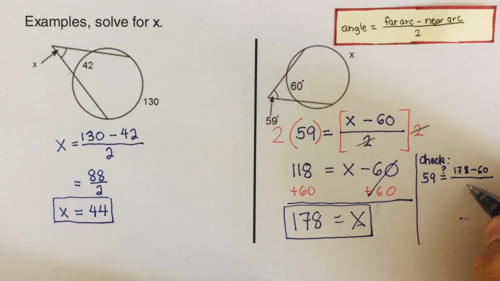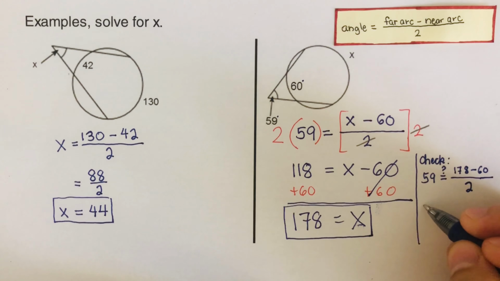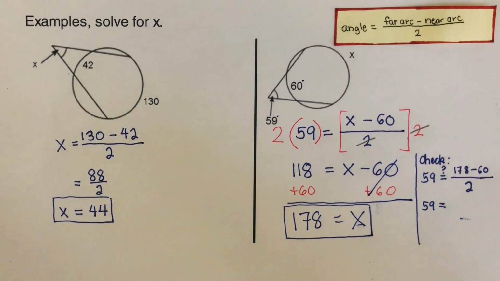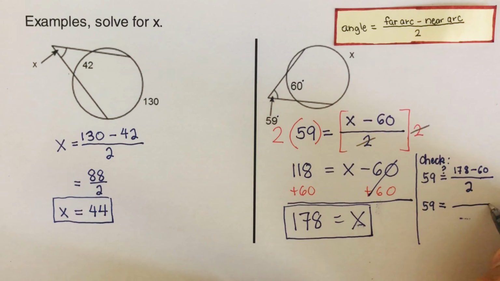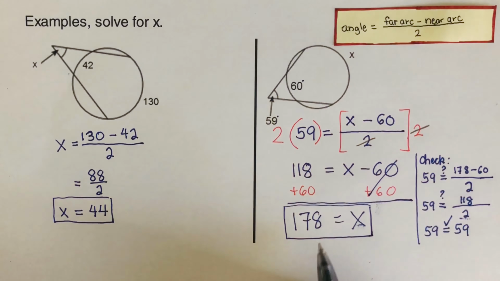And then that is divided by 2. So we're checking if this would work. So this would come out 59. Is that equal to, this would be 118 on the numerator, and then divide this by 2. So then 118 divided by 2 is 59. So we go ahead and say 59 is actually equal to 59. So then the x is 178.